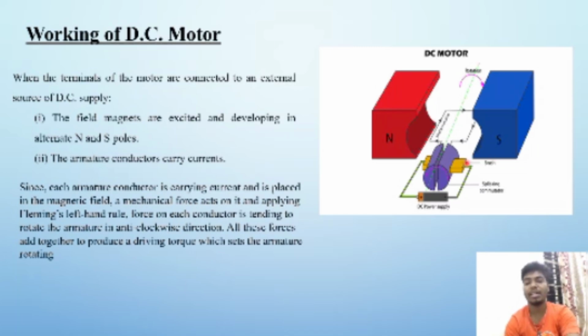Now let us understand the DC motor. A DC motor consists of a north pole and south pole, brushes, split rings called commutators, and a DC power supply.